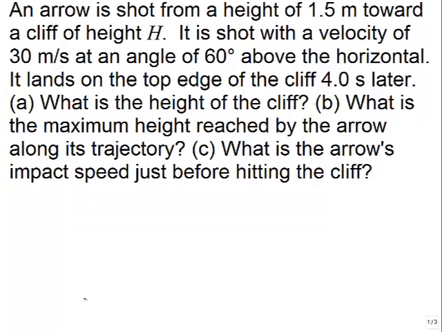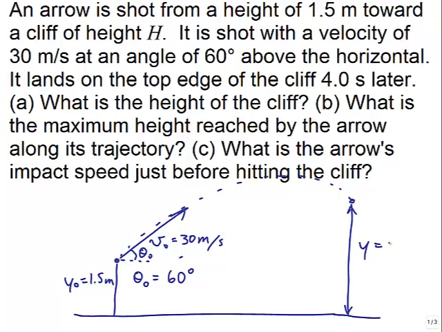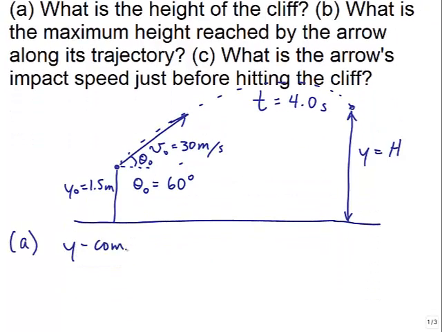Okay, so there's the ground. Let's draw the initial height, 1.5 meters. Initial velocity is 30 meters per second at an angle of 60 degrees. The trajectory is a big parabola, and at the end, it reaches a height y equals h. It does this in a time of 4 seconds. So part A asks for this height h.